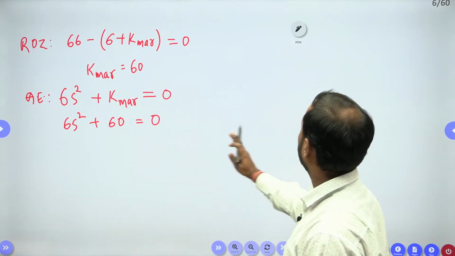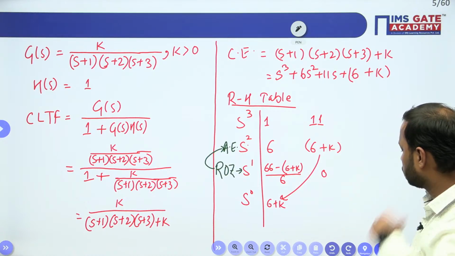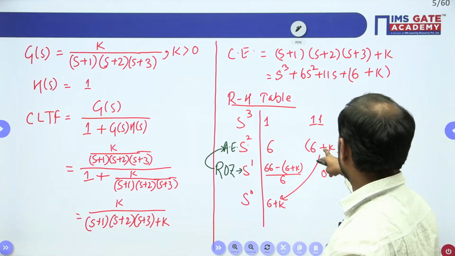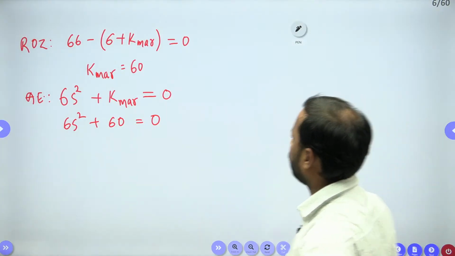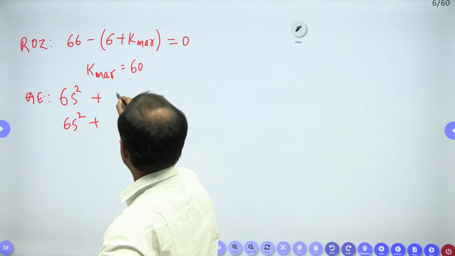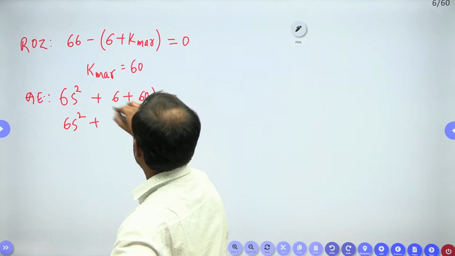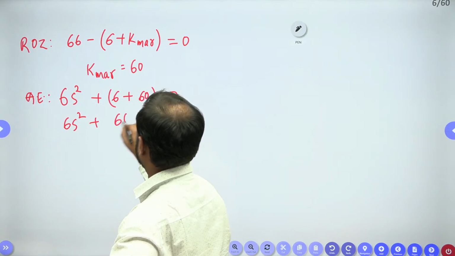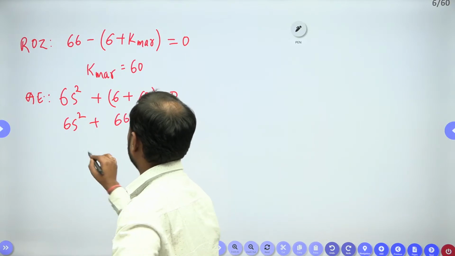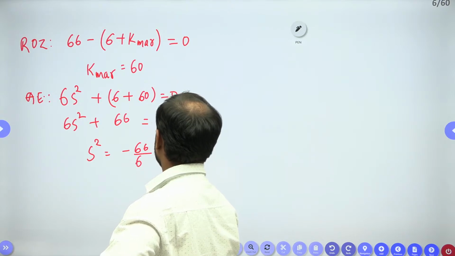I think I have done some mistake somewhere else. Okay, this is 66, 6 plus K. Extremely sorry, this is 6 here. This is 6 plus K, marginal is 66 equal to 0. So, S square will be equal to minus 66 by 6. This is equal to minus 11.